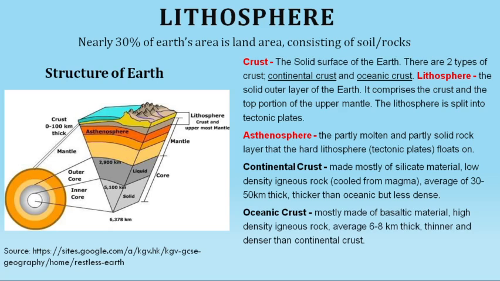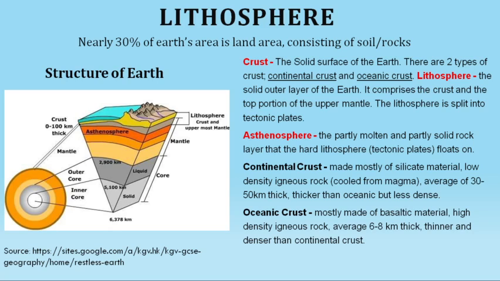So the crustal part is called the lithosphere. It is the solid outer layer of Earth, and it comprises the crust and the top portion of the upper mantle. Mantle is the second or middle layer of Earth. The lithosphere is split into tectonic plates. The entire lithosphere is not a single landmass, rather, it is divided into certain plates which are known as tectonic plates.